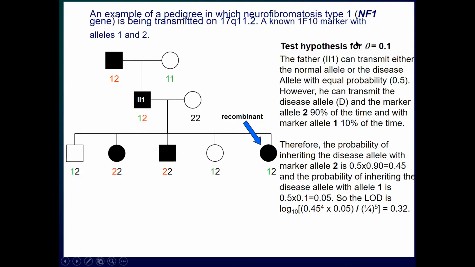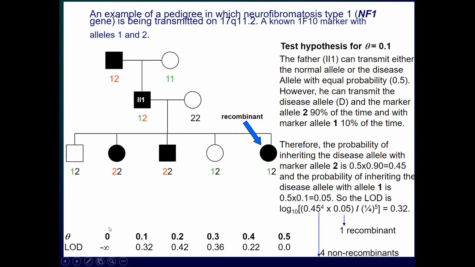We need to estimate the LOD score exactly the same way as we have done here, but for different thetas. And this is a classical table that we see in our textbooks and published papers. We are estimating the LOD score for different hypotheses. The highest LOD score will be attached to a theta which is likely to be the one that is real.